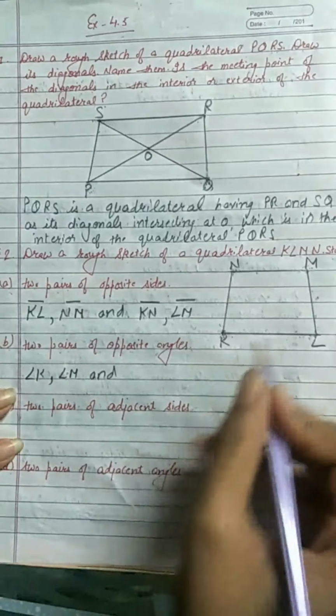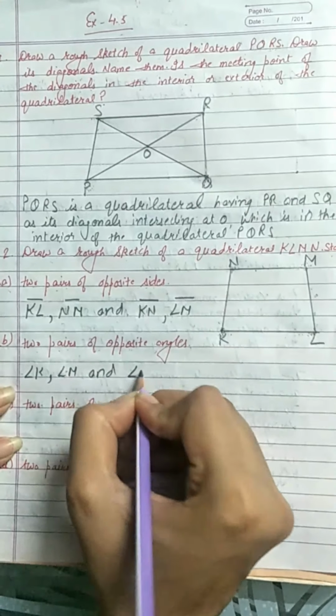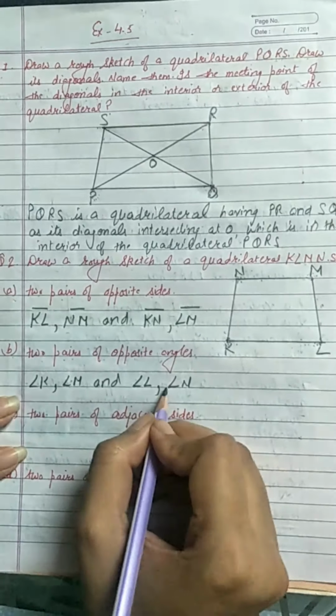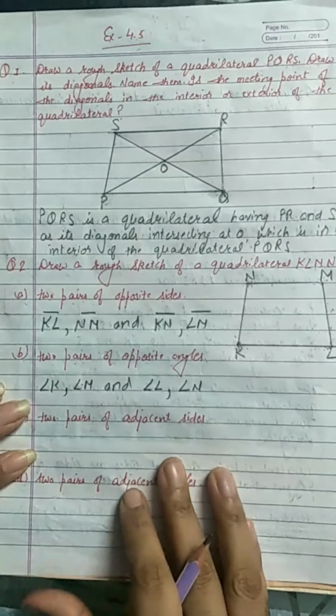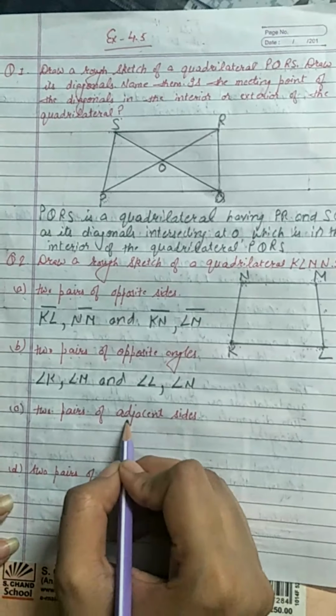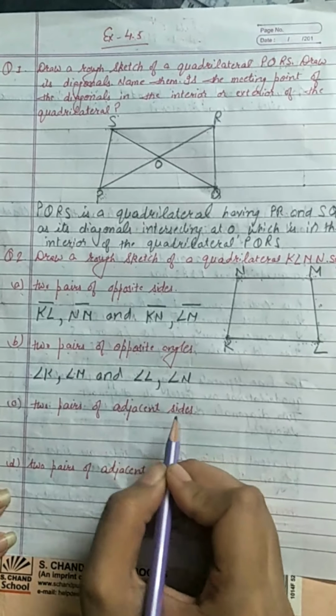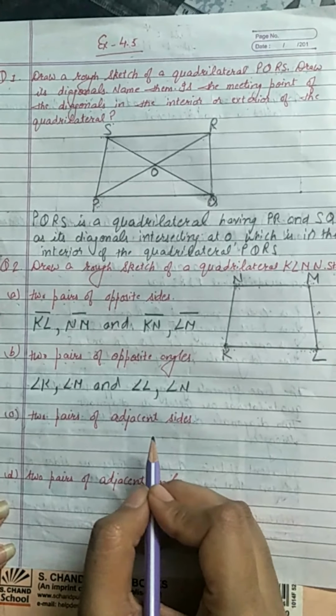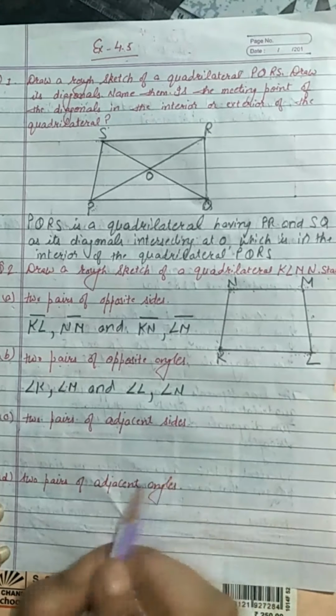And what is the second pair? Angle L, angle N. These are the two pairs of opposite angles. Now see C part, two pairs of adjacent sides. So you know what adjacent sides are? Adjacent sides are sides of a polygon that have a common vertex.